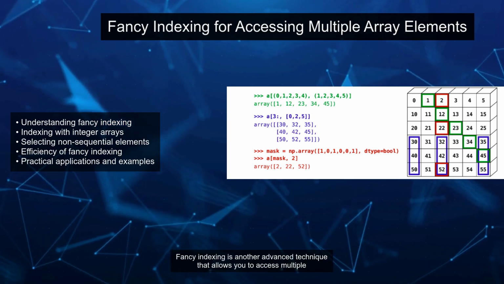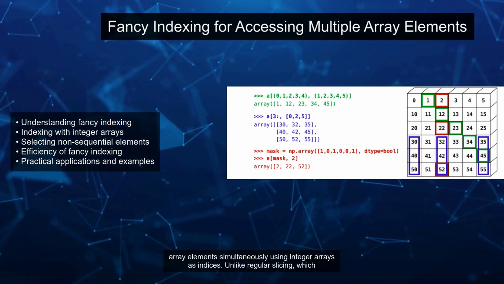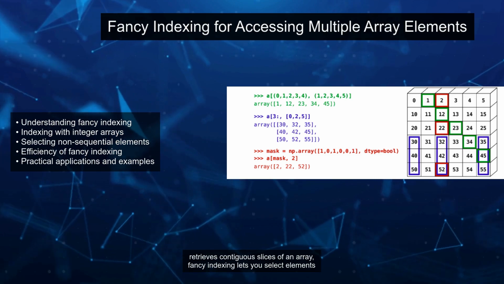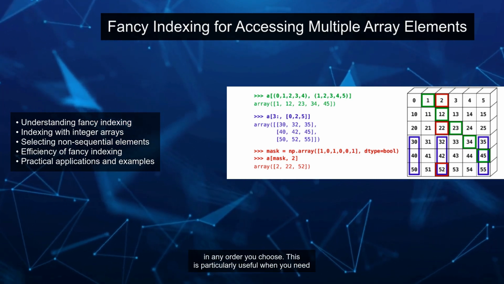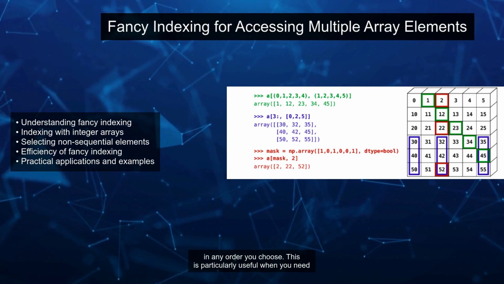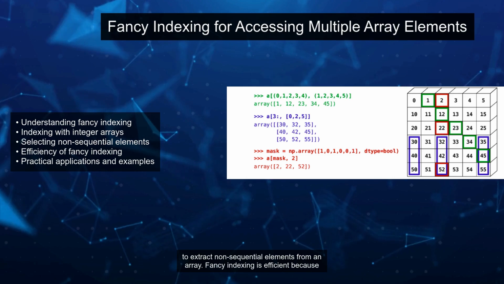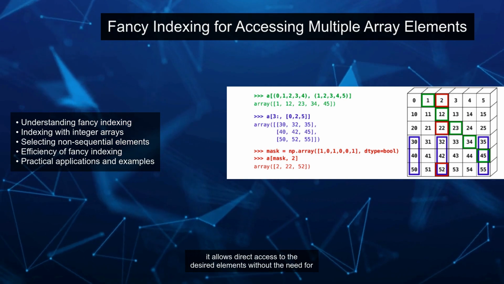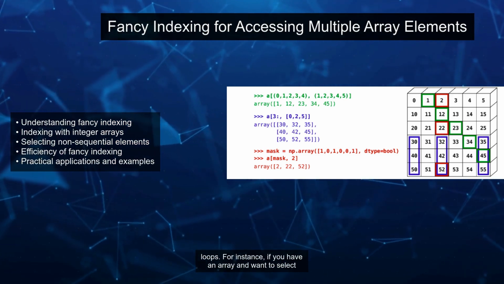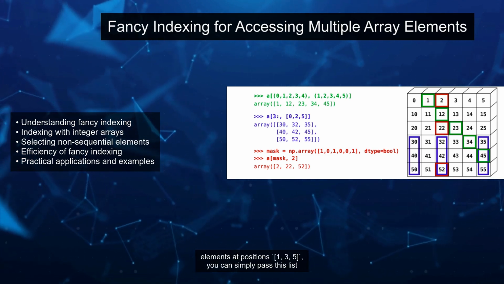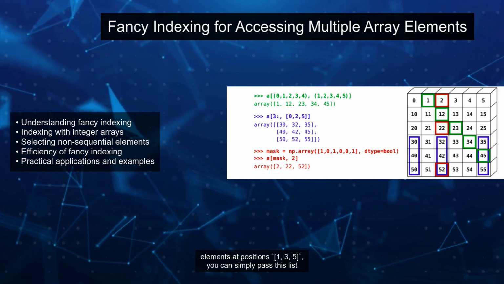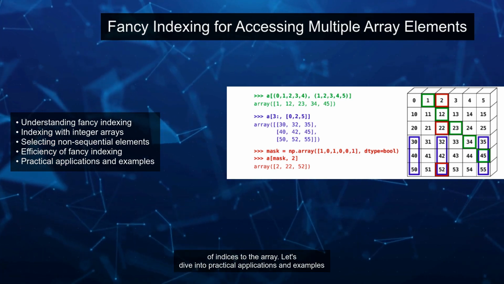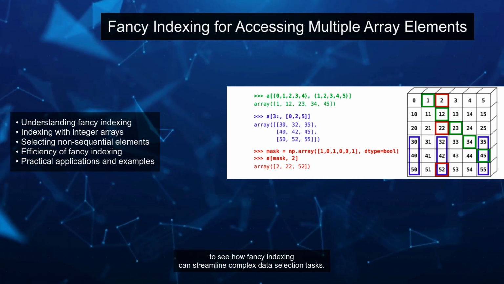Fancy indexing is another advanced technique that allows you to access multiple array elements simultaneously using integer arrays as indices. Unlike regular slicing, which retrieves contiguous slices of an array, fancy indexing lets you select elements in any order you choose. This is particularly useful when you need to extract non-sequential elements from an array. Fancy indexing is efficient because it allows direct access to the desired elements without the need for loops. For instance, if you have an array and want to select elements at positions 1, 3, 5, you can simply pass this list of indices to the array. Let's dive into practical applications and examples to see how fancy indexing can streamline complex data selection tasks.